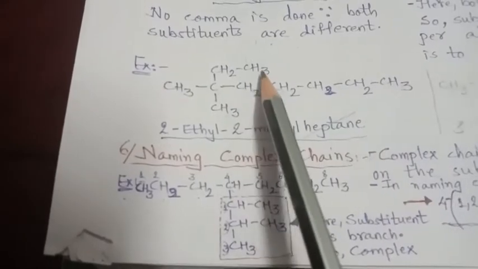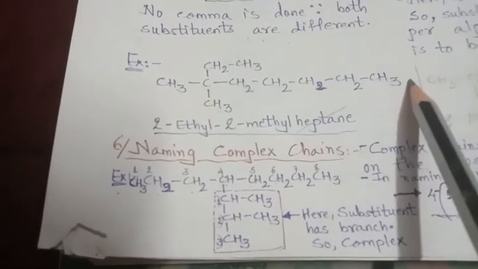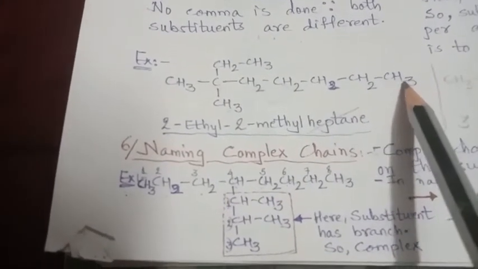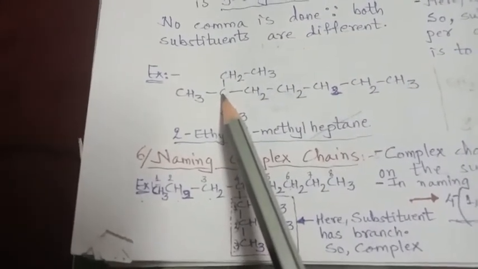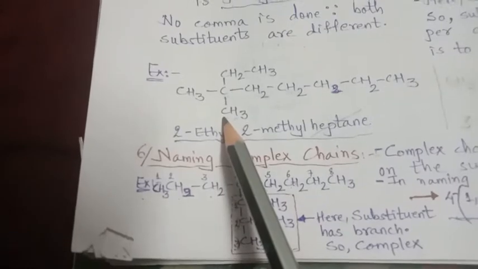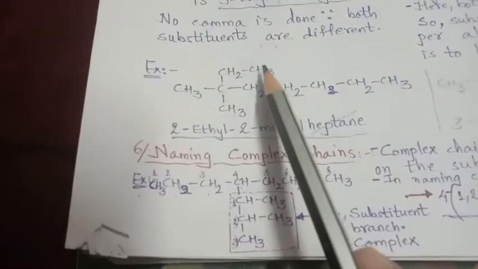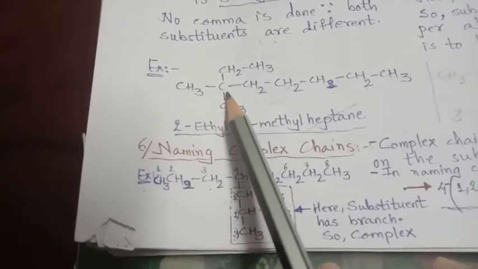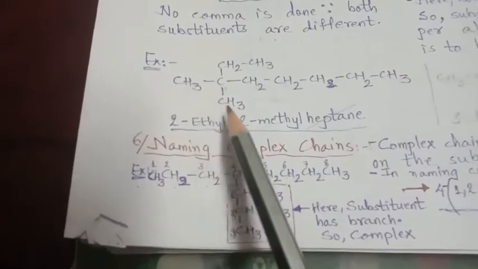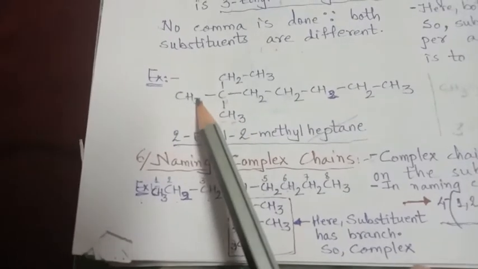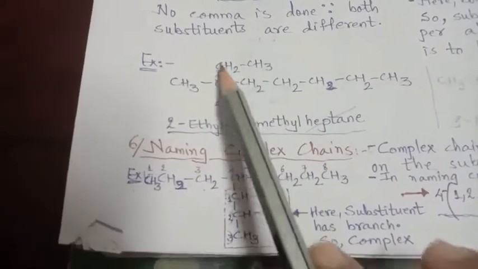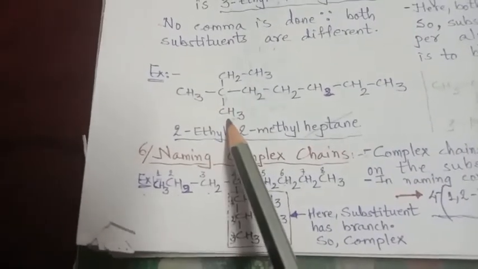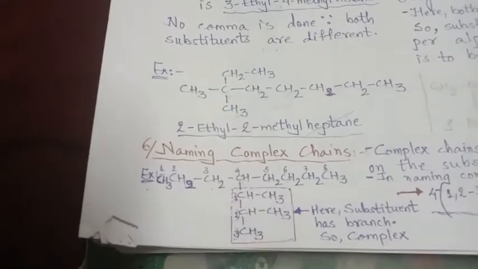Now if we consider this chain is the longest because it has 8 carbons. So if we consider from here 1, 2, 3, 4, 5, 6, then the attachment is on the 6th carbon, right? And if we consider from here 1, 2, 3, then the attachment is on the 3rd carbon, and the attachments are both methyl. So it will be 1, 2, 3, sorry, 3, 3 dimethyl octane.